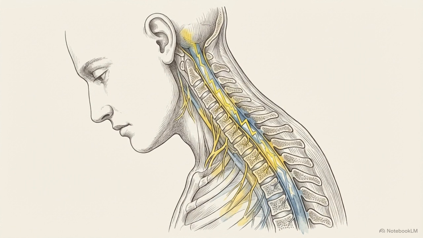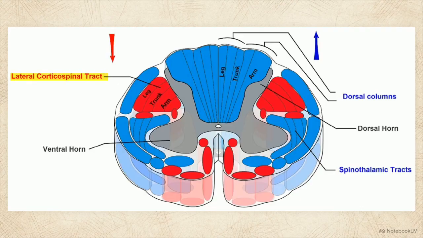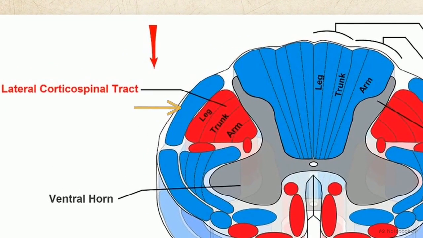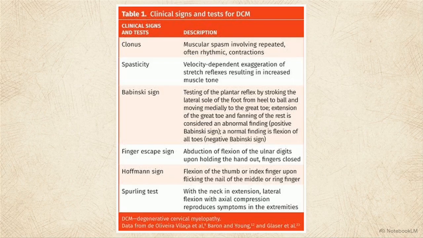dorsal column stress. Looking at the red sections on this diagram, we find the lateral corticospinal tracts. Compression here interrupts descending upper motor neuron control. This interruption manifests as upper motor neuron signs: ipsilateral lower extremity weakness, hyperreflexia, and spasticity. This table outlines the specific clinical tests used to confirm spasticity, an abnormal Babinski sign, and a positive Hoffman sign.